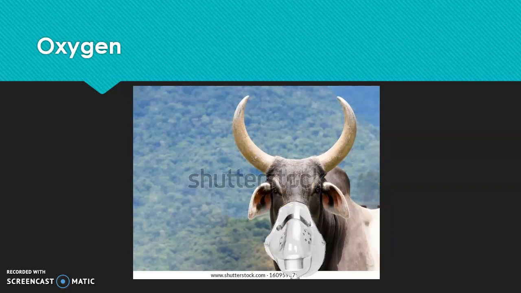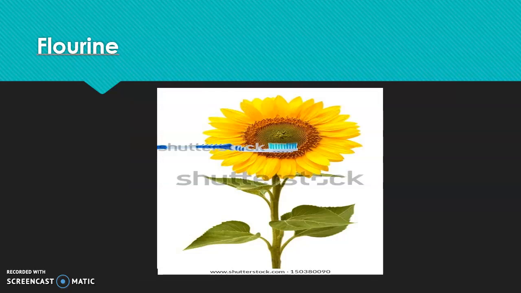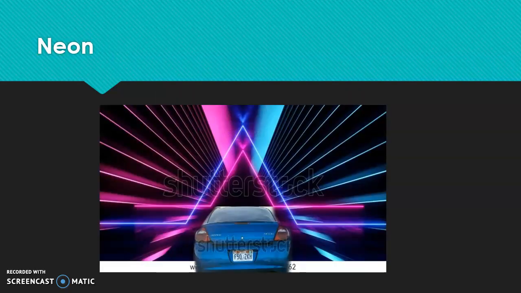Now, on our stove, I have this picture of an ox, and it's wearing an oxygen mask. That's going to be our image for oxygen. Now, on our first counter, I'm visualizing a flower, and it's brushing its teeth. Fluorine kind of sounds like flour, and fluorine is used in toothpaste. Moving on from there, I have a Dodge Neon, and it's got some neon lights on the go.